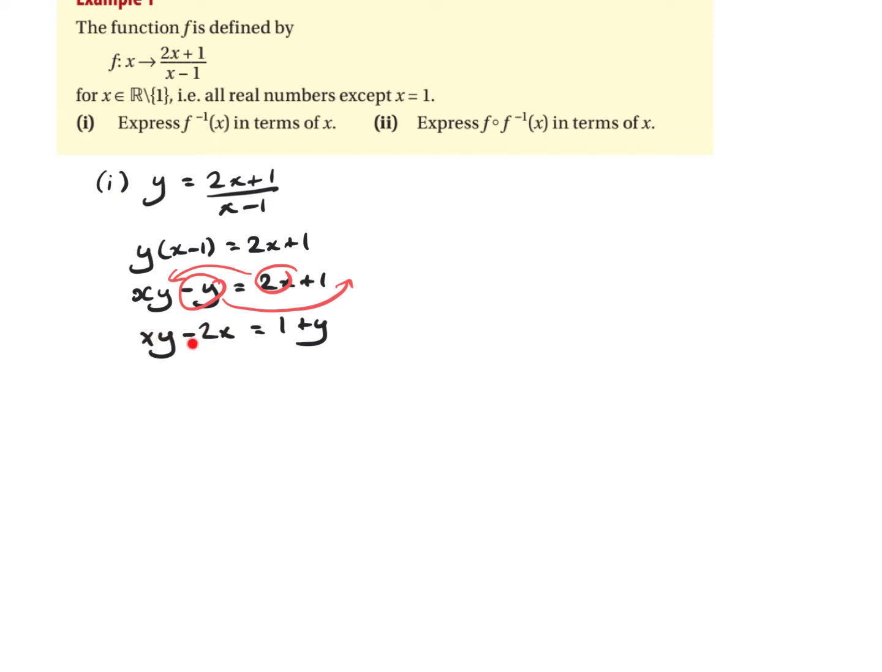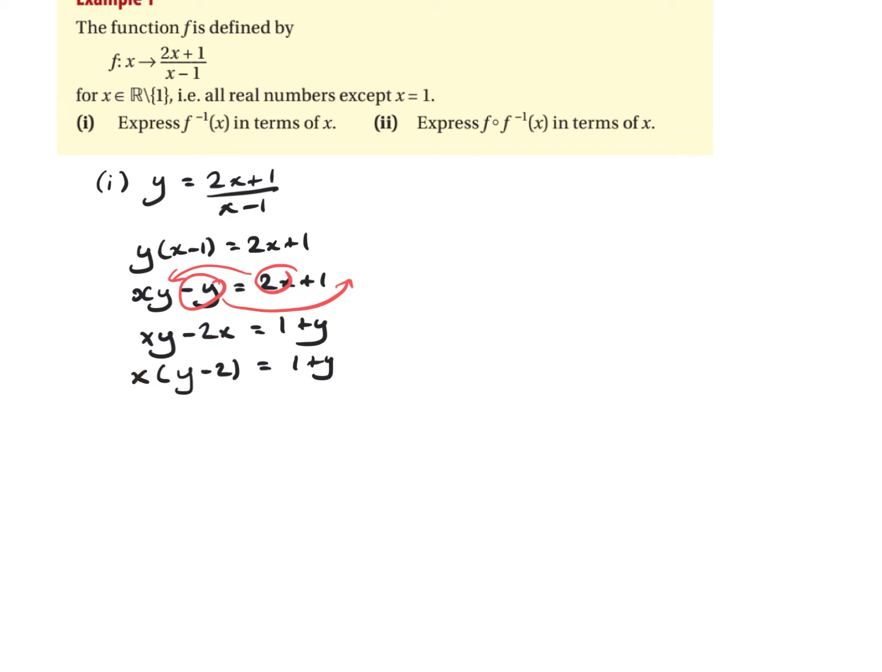So the only way I can get x on its own here is to factorise the left hand side. If I do that, I'm going to take the x out, and I'm going to end up with y minus 2, and that's still equal to 1 plus y. And again here, just to show you, x by y will give me the xy, and x by minus 2 will give me the minus 2x.